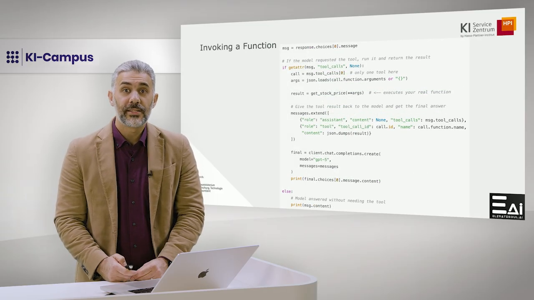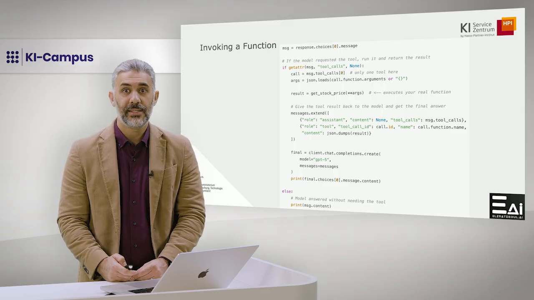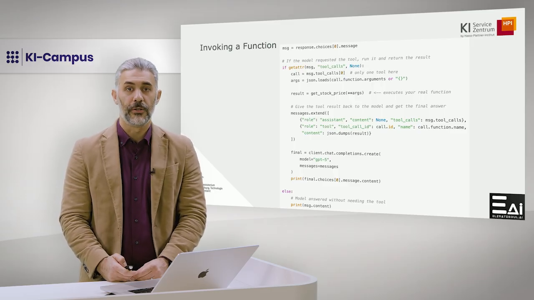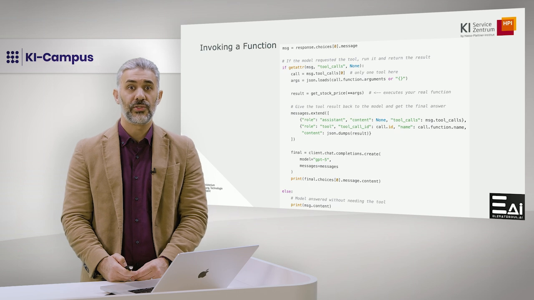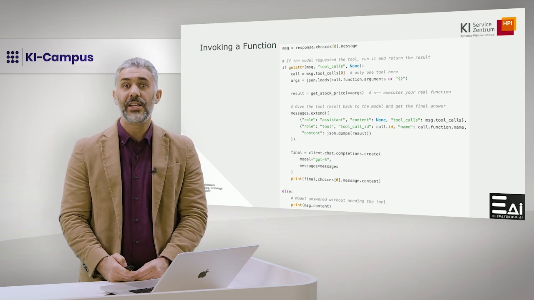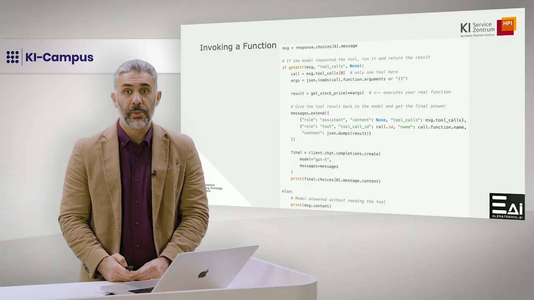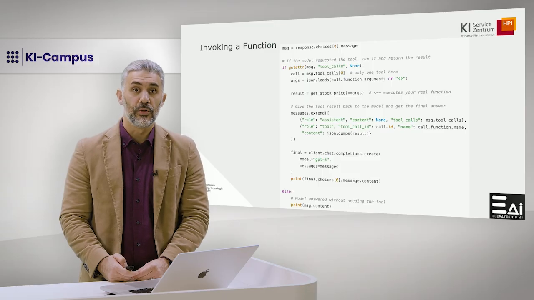When the model decides that a tool is needed, it doesn't execute it directly. Instead, it responds with a tool call, a structured message that contains the name of the function and the arguments it wants to pass. The agentic AI application receives this tool call, runs the actual Python function, and then sends the result back to the model as a new message.